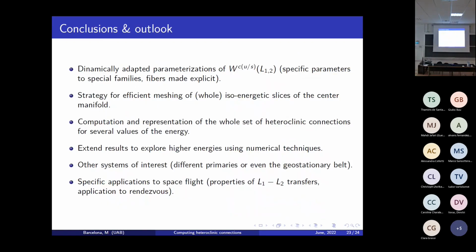So that's all, just to say that we are trying to extend these results to higher levels of energy by means of numerical techniques. And also we are trying to explore this methodology in other systems of interest, like it could be the geostationary belt, and also trying to explore properties of these heteroclinic connections between L1 and L2. So that's all. Thank you.